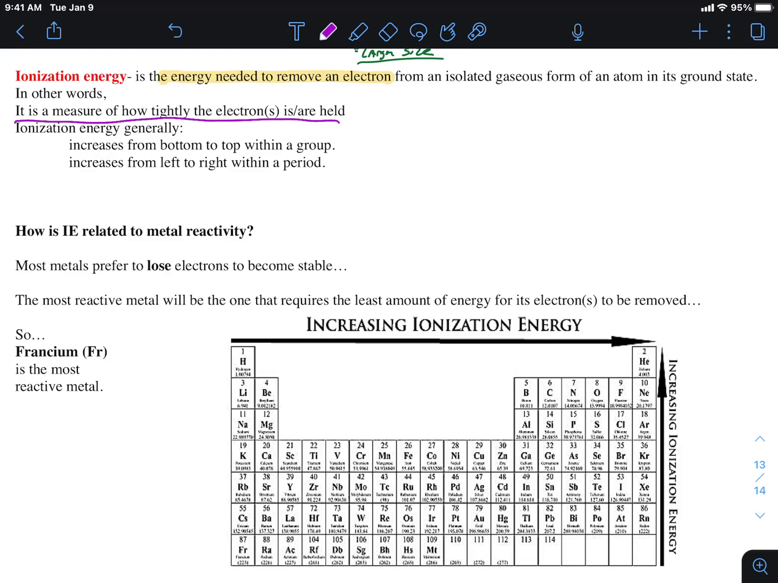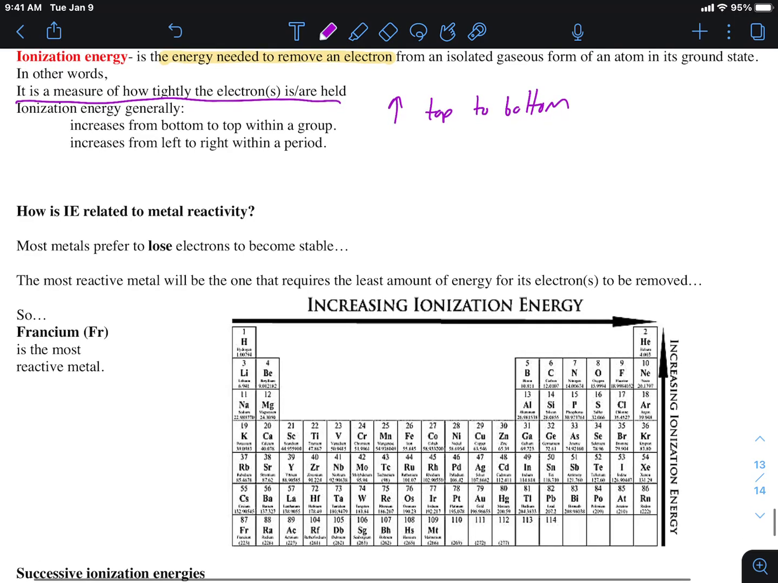So, the trend for ionization energy, it increases from top to bottom. Okay, so increases from top to bottom. All right, so that means in a family, oops, no, I'm sorry, I said that backwards. I got that reversed. From bottom to top.